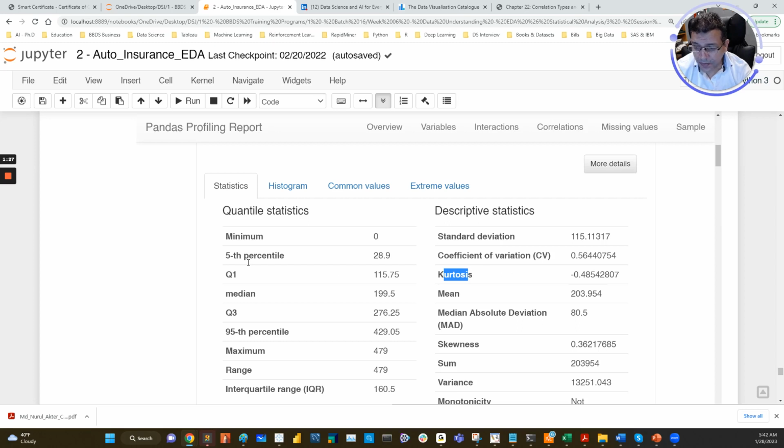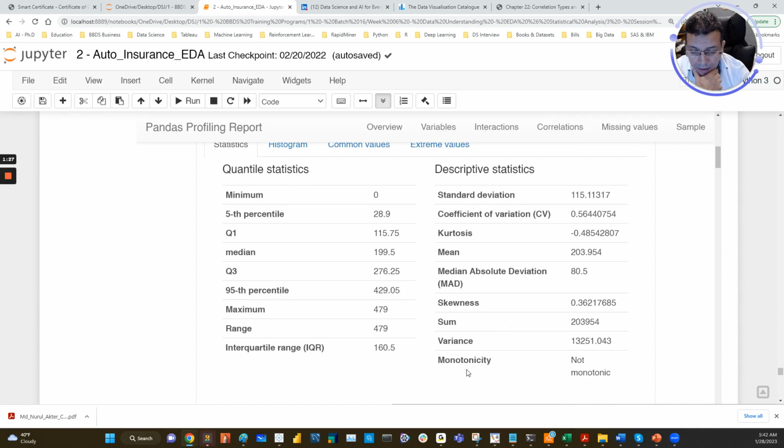Okay, interaction. This is how these values interact with one another. This is the correlation. Again, it's similar to the one that we covered. Missing values, there are no missing values. So it's a really beautiful report that is at your fingertips.